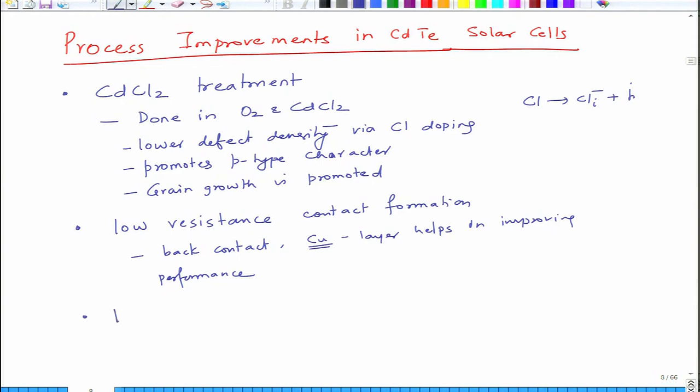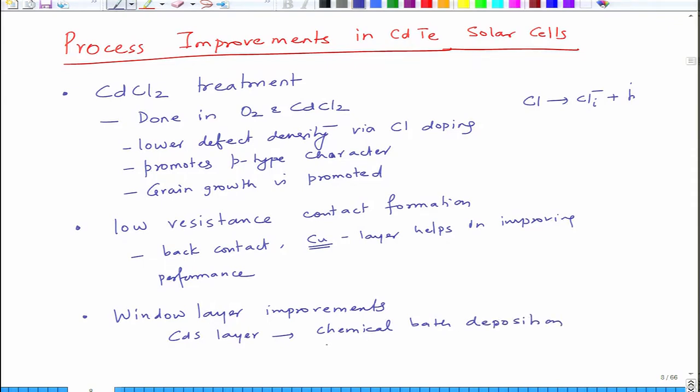And one can also do window layer improvements. So window layer means cadmium sulfide layer, which is made by either chemical bath deposition or PVD such as sputtering, so basically it should be as thin as possible. It is about 50 to 100 nanometer thin, so that it does not lead to any losses, and it allows most of the light to reach the cadmium telluride absorber. So, it does not block any light. So, basically it is a window, it should not act as a blocker, okay.